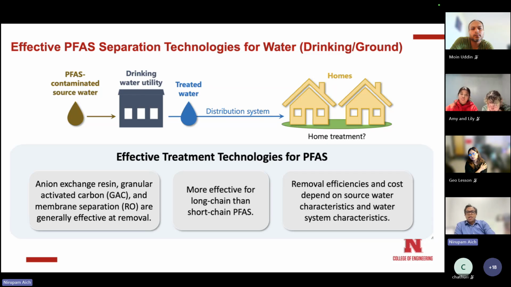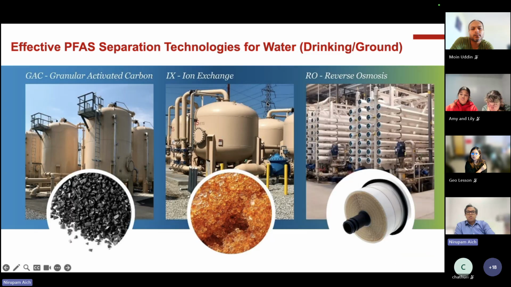So these are some visuals of how different technologies look in a plant. These are activated carbon, basically a charcoal-type, carbon-based powder, and you have these large flow-through systems where activated carbon filters are used and water is passed through them, and then PFAS or other contaminants are taken off.